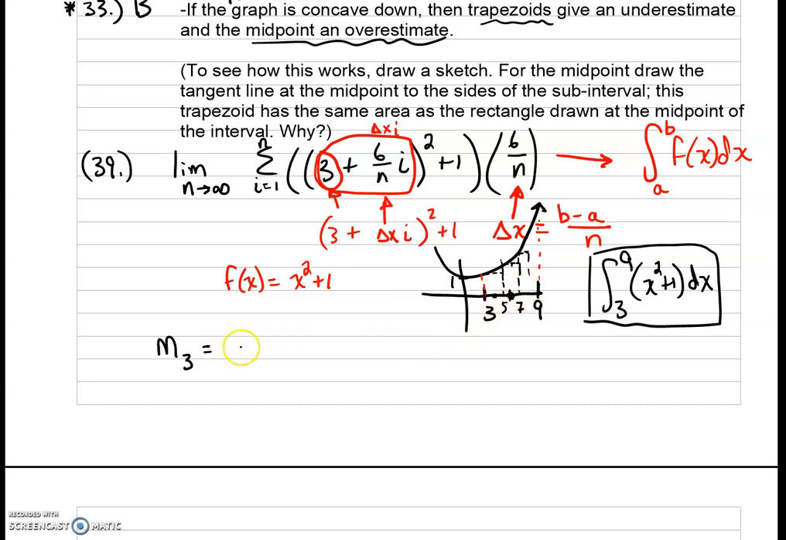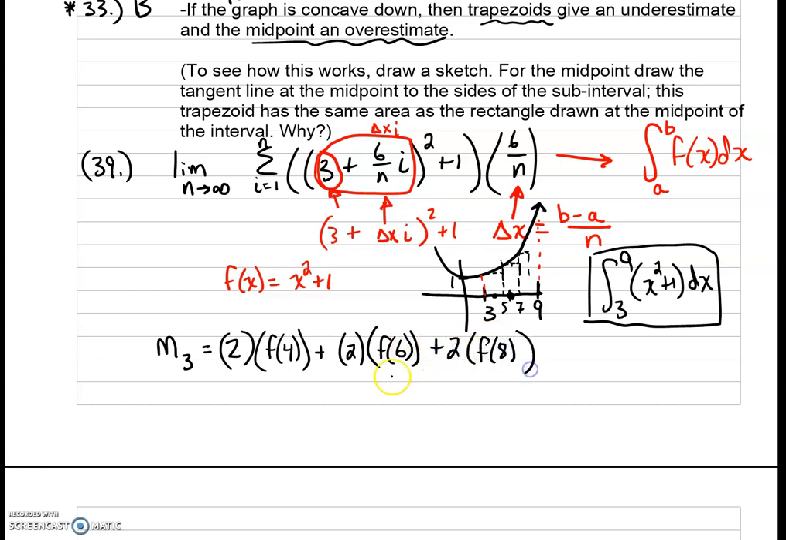So my midpoint approximation would be my interval size, which in this case is 2, times f of 4, plus my interval size, 2, times f of 6, plus my interval size, 2, times f of 8. And that would be your answer here. The value of this actually comes out to 238 if you multiply all this out.